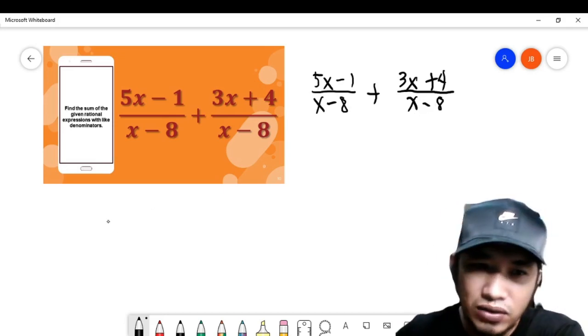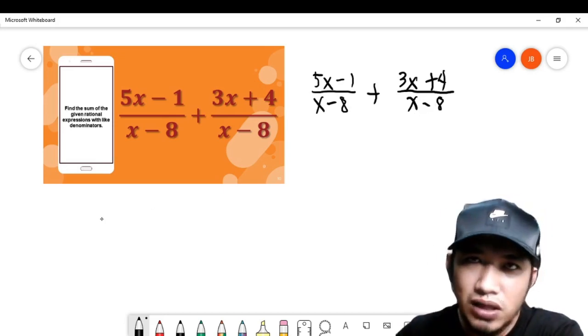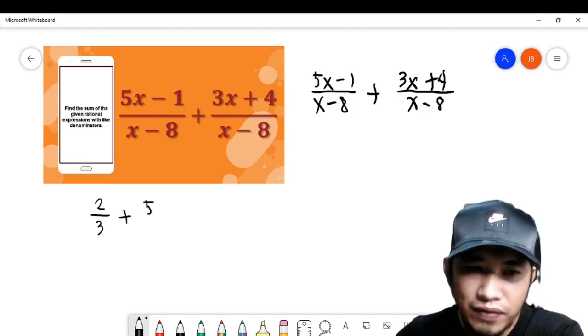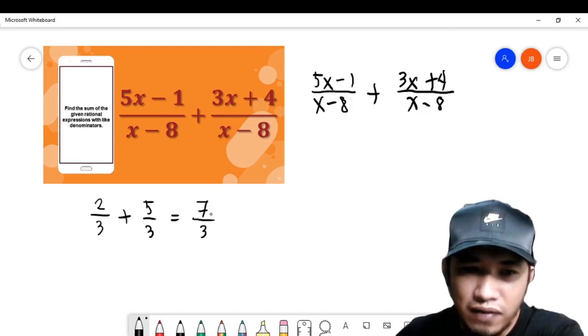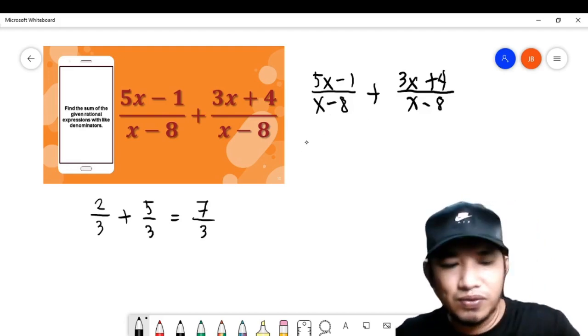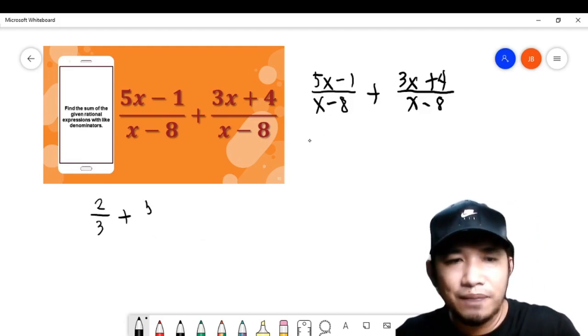So the idea nito guys, hindi katulad ng multiplication ng fraction, okay? So for example, we have 2 all over 3 plus 5 all over 3. Kung meron silang parehong denominator, just copy the denominator and then add yung nasa taas. Magiging 7 all over 3. Okay? So that's the idea of this problem.